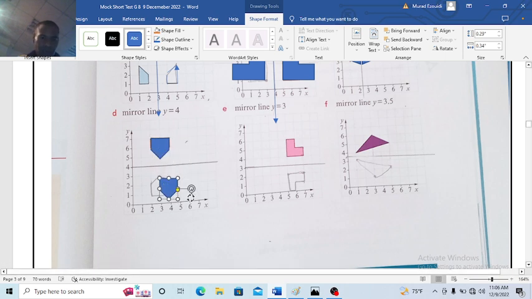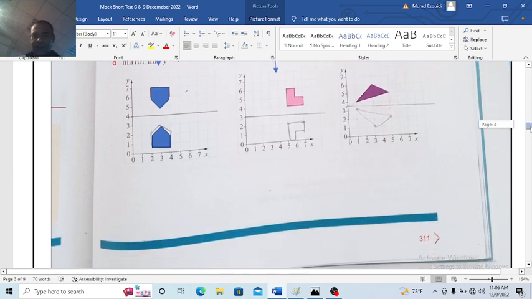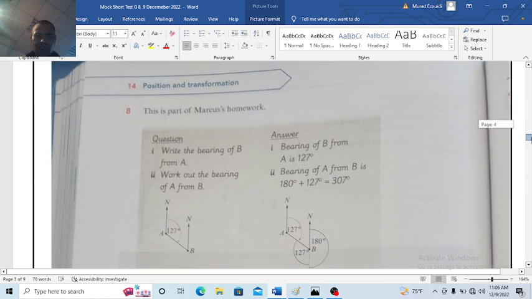I will rotate this one. Approximately, the image should be like that, more or less. Okay, for the other two questions you can also do it. Now we move to the next one.